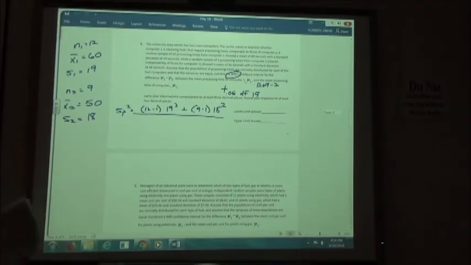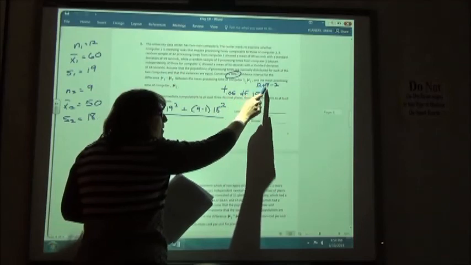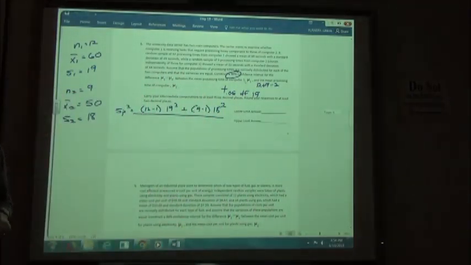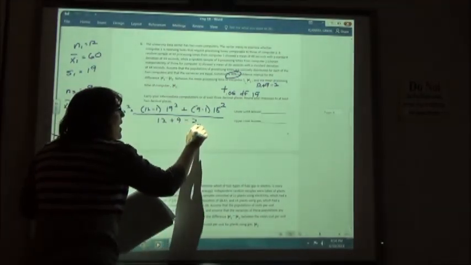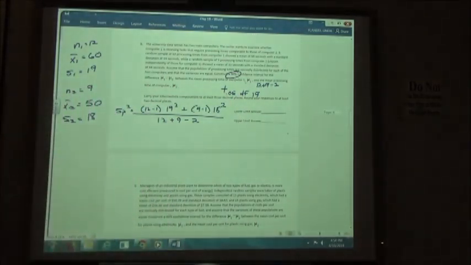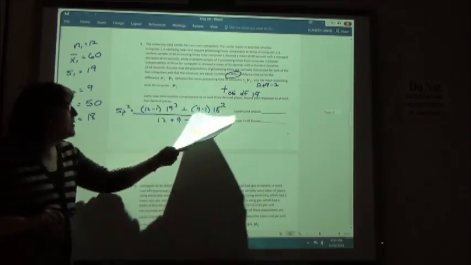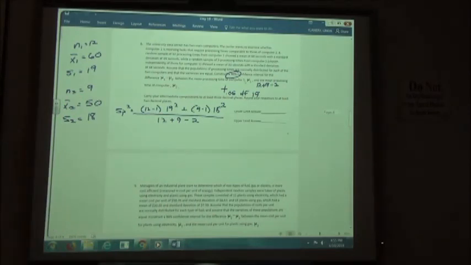Now we know the bottom number is going to be this value here, so again, you can either put in 12 plus 9 minus 2, or since I figured it out for my degrees of freedom, you can just type in 19 if you prefer. I'll write it out the long way, but you could just put in the 19 since we figured that number out already. That would make it easier to get it typed in if you did some of those calculations ahead of time. So 11 times 19 squared plus 8 times 18 squared, divided by 19 would be the quick way to type that in.